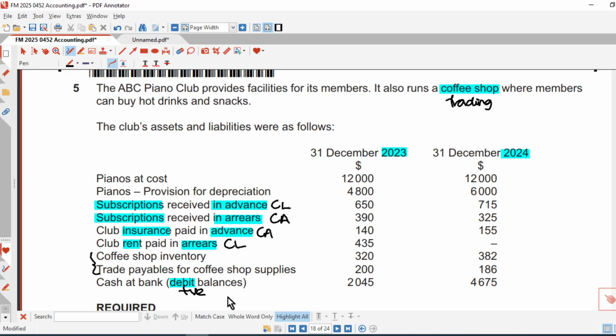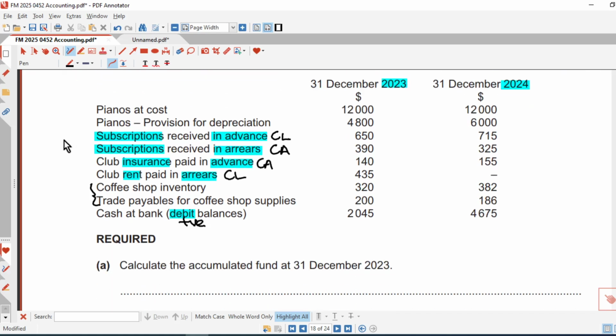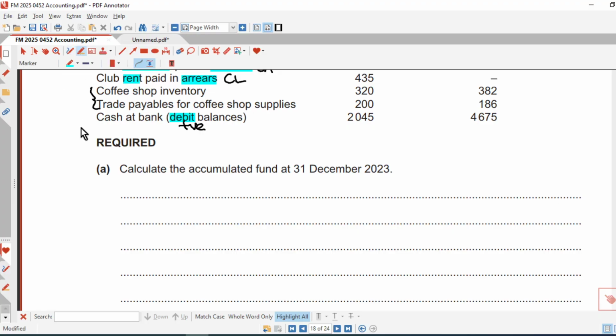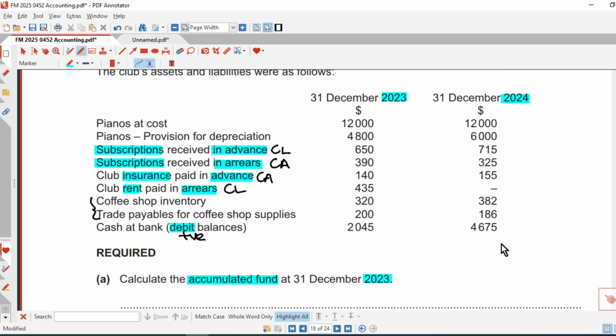Alright, so that's it. Pretty straightforward information as long as you know how to interpret them. So the first requirement is to calculate the accumulated fund at 31st December 2023. So they want you to calculate the opening capital. I put it in open inverted brackets. So opening capital, because accumulated fund is the capital of a trading business.